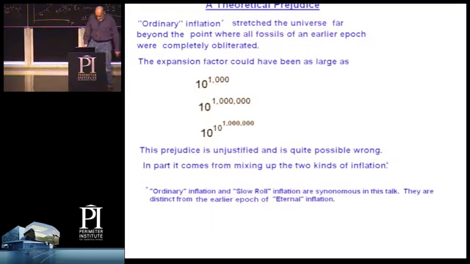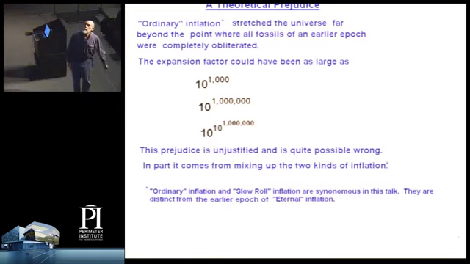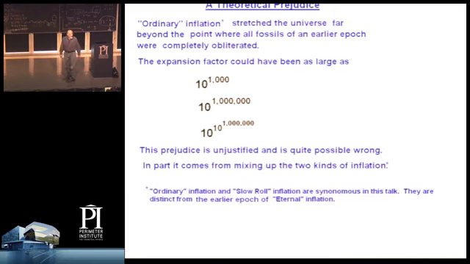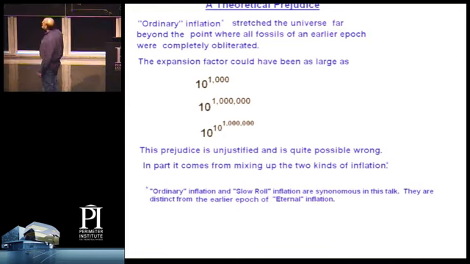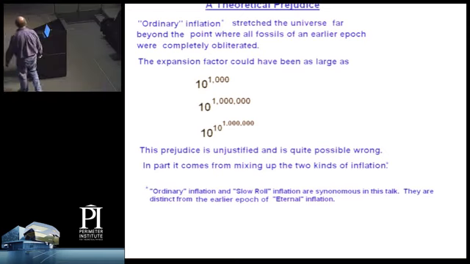But there's a prejudice that I want to dispel before I start. The prejudice dates back to exactly when, I don't know, but it's the idea that if there is inflation, there must have been a huge number of e-foldings. There must have been a huge expansion factor, perhaps as big as 10 to the 1,000. I've heard the number 10 to the million, and I've even heard the number 10 to the 10 to the million as the expansion factor of the universe during the ordinary inflationary period.